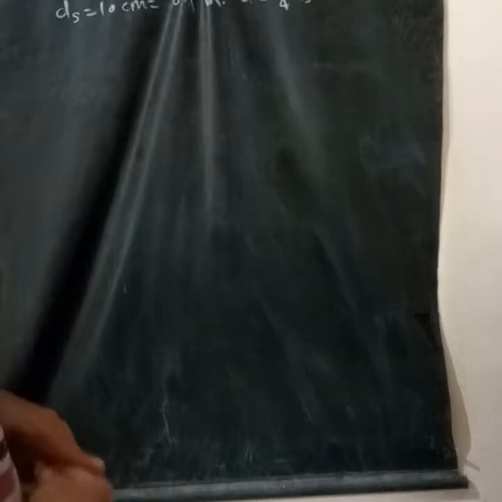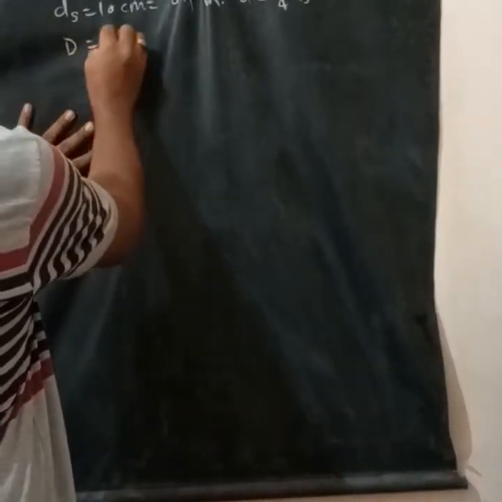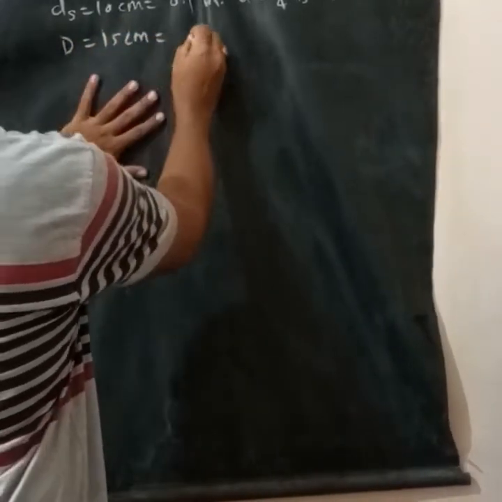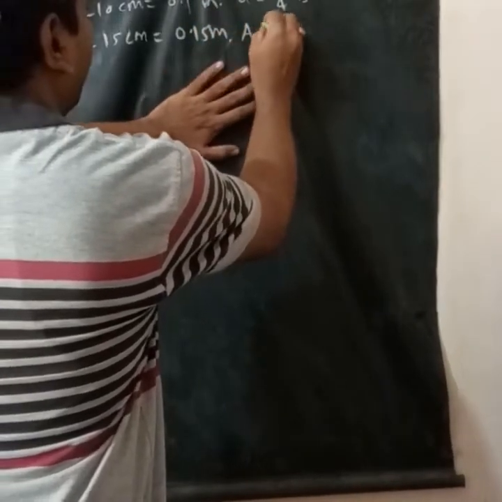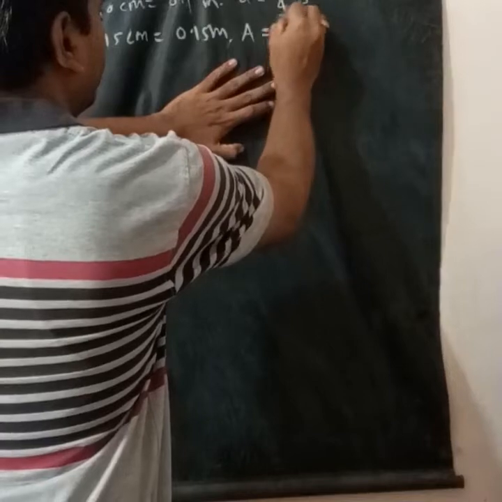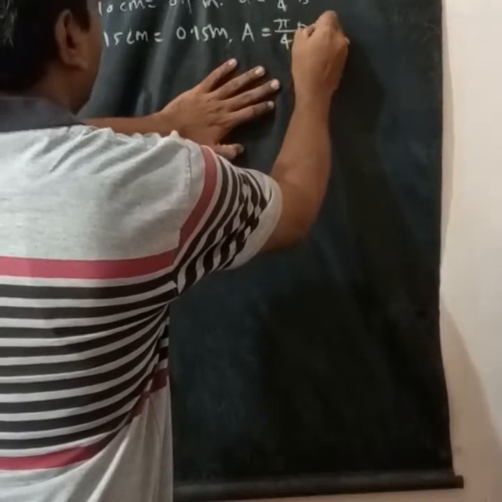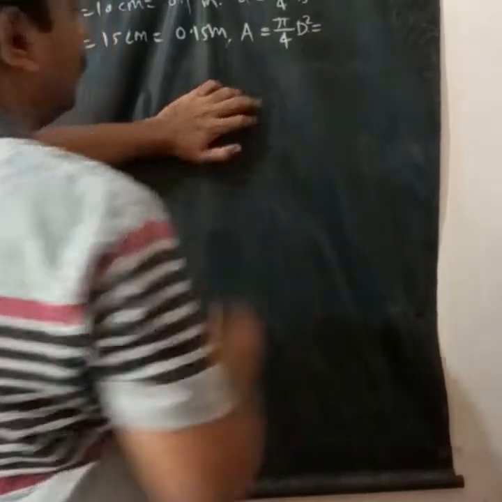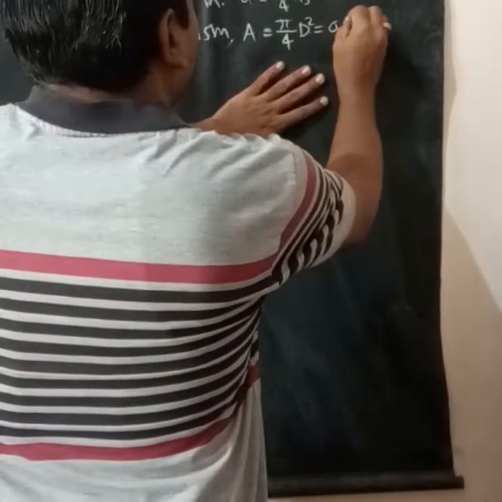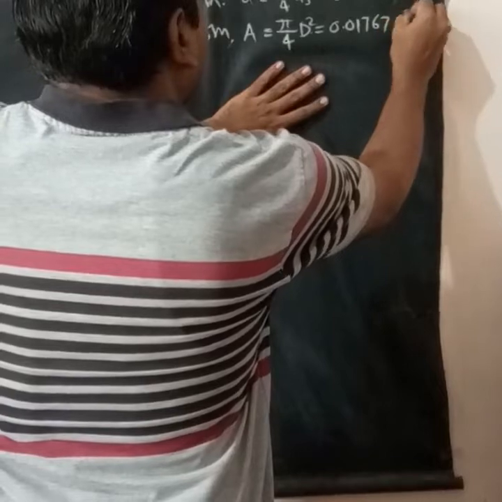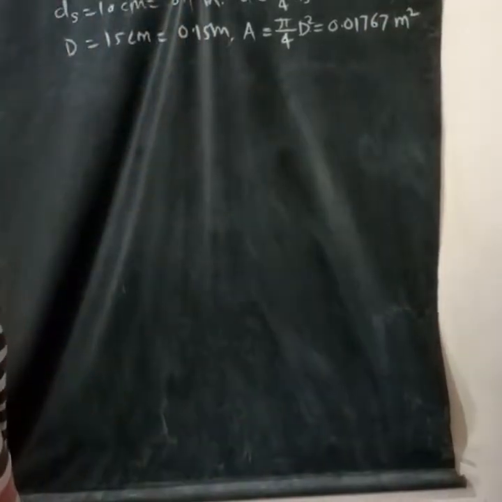Note it down. Now the diameter of the plunger is given as 15 centimeter, so 0.15 meter. So the area of the plunger, or the cross section area of the cylinder, is pi by 4 d square, and that will be 0.01767 meter square.